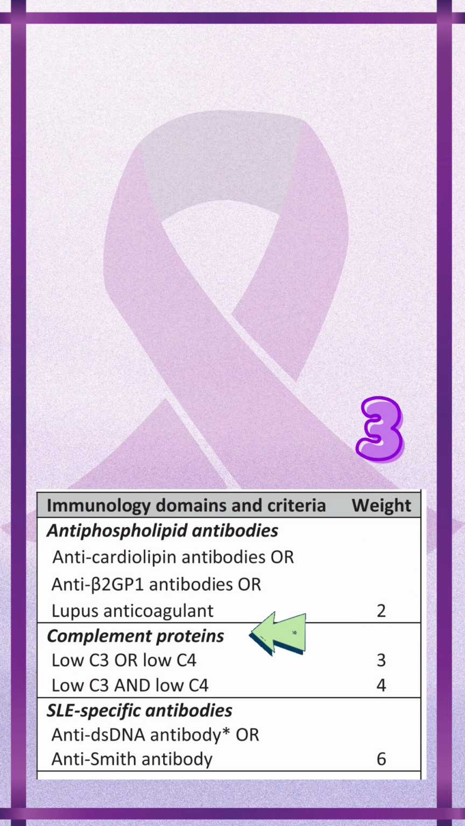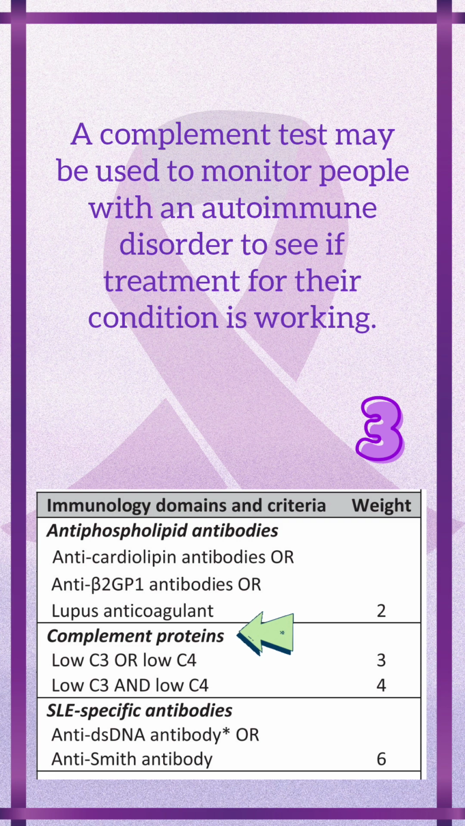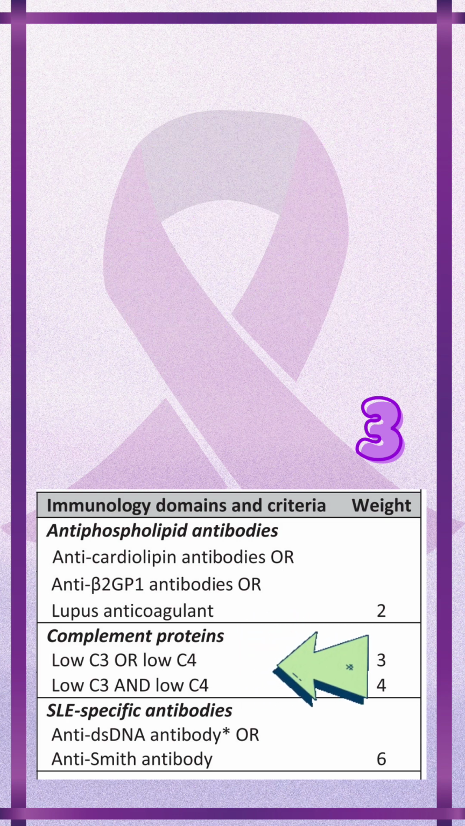Next up, we have the complement proteins domain. A complement test may be used to monitor people with an autoimmune disorder to see if treatment for their condition is working. In this domain, you can see that components of the complement test is mostly measured as either C3 or C4. Now, if either C3 or C4 components measures low, that means there is inflammation within the body. And that will score you 3 points. Whereas if both C3 and C4 measures low, that means there is even more inflammation within the body, and this will score you a total of 4 points.